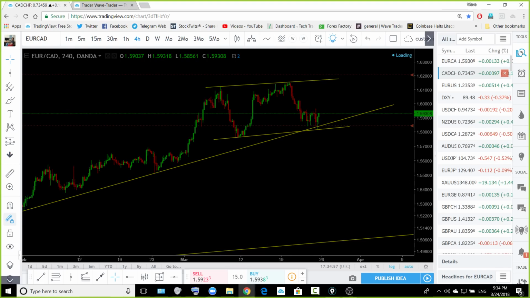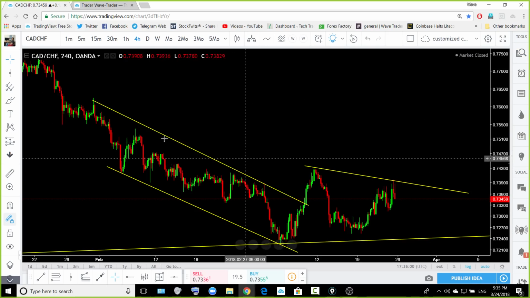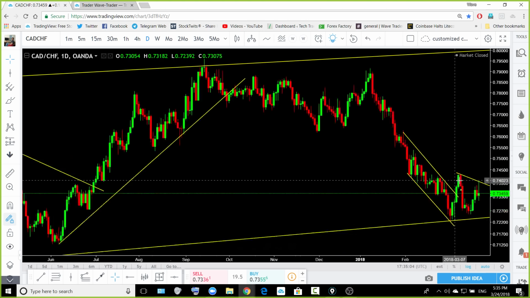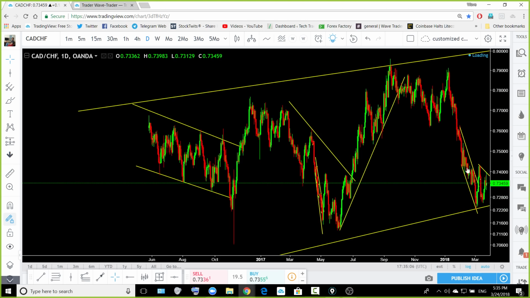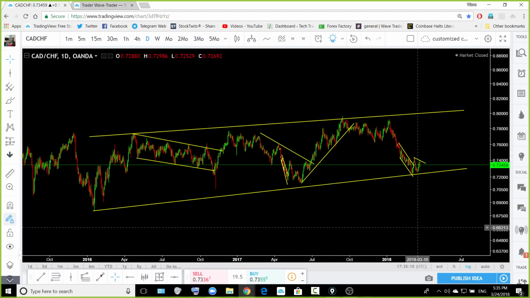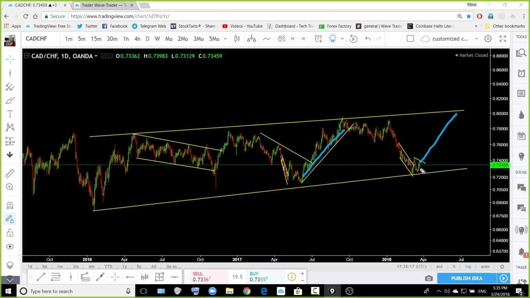CADCHF went up, so the potential is there for longer term on these pairs. Which wave was I showing you on this pair? The bullish wave, so this wave. Go back up that wave. So there is a huge potential on this pair as well for upside. There is a possibility for this pair to form a new low and then start to rise.